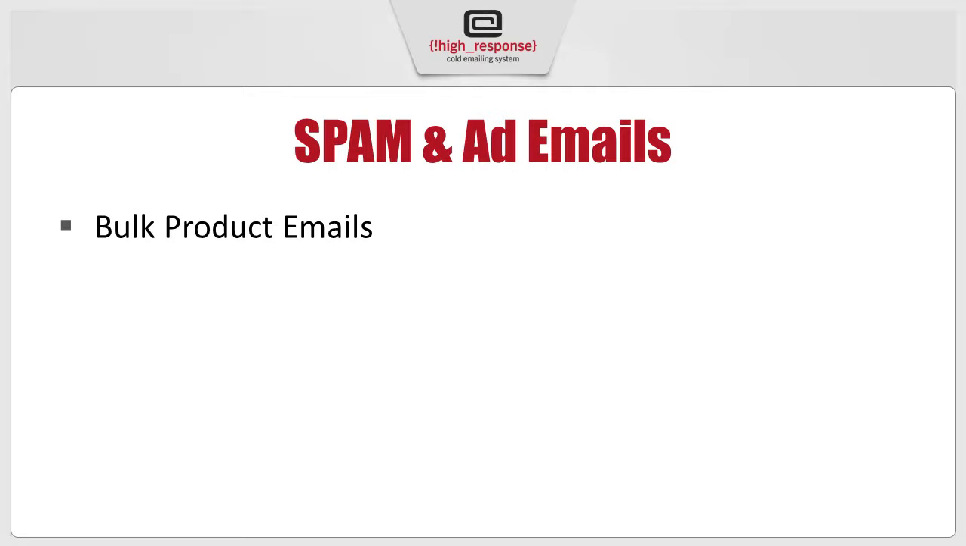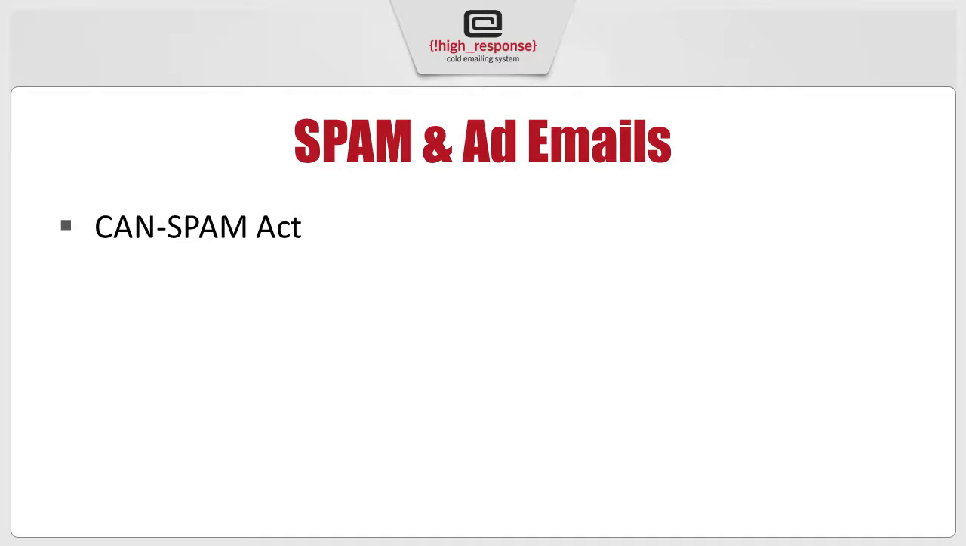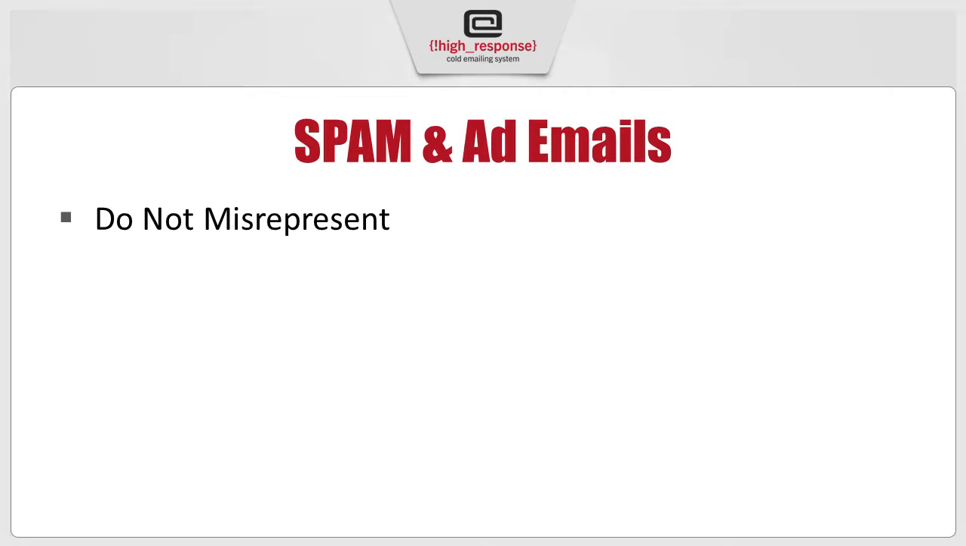But for now, there's a difference between bulk product emails, which account for about 81% of spam, and one-to-one emails to a targeted business audience. So under the CAN-SPAM Act, you're able to send emails to business people that you do not know. However, you want to make sure you're complying with the rules that the FTC has outlined, and lucky for you, that really isn't difficult to do. There are a couple of spam tips and things you need to incorporate in order for your email to see the inbox instead of a junk box.